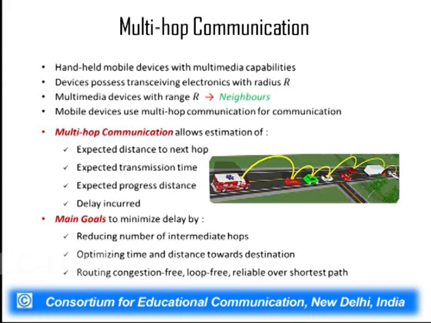Okay. So there is a trade-off associated here. Though we have to reduce the number of intermediate hops, we have to take care that the number of hops should not increase so much that it incurs a very huge delay. The delay gets magnified, so we have to be careful of that also. Second is optimizing time and distance towards the destination. That is, the progress distance towards the destination has to be identified. It's equally important. And overall, the packets or the communication messages have to be routed in a congestion-free, loop-free, and reliable manner over the shortest path.